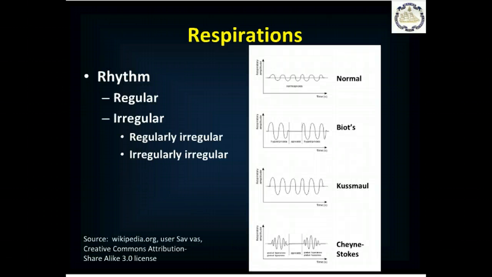We also describe the rhythm of respiration. It can be regular, and it can be normal when it's regular, as you can see in the drawing on the right. It can be deep and regular, like the Kussmaul respirations. It can be regularly irregular. The Biots and Cheyne-Stokes are both regularly irregular. Cheyne-Stokes breathing can also be irregularly irregular, where that pattern on the bottom becomes less repetitive, and sometimes there's longer and shorter episodes of breathing.